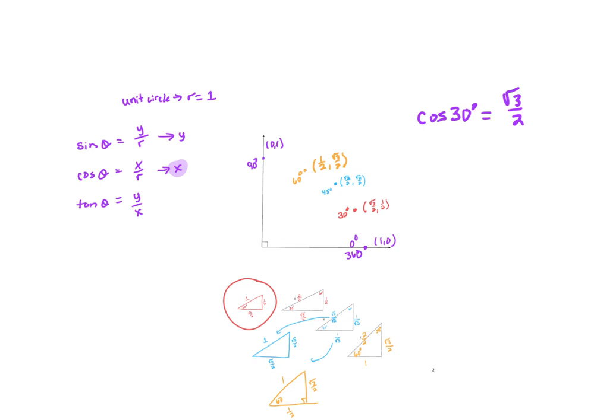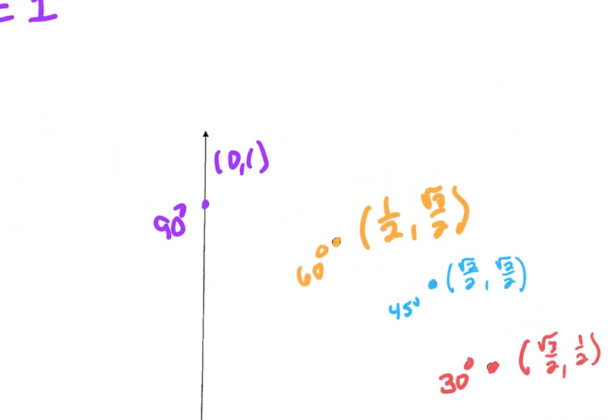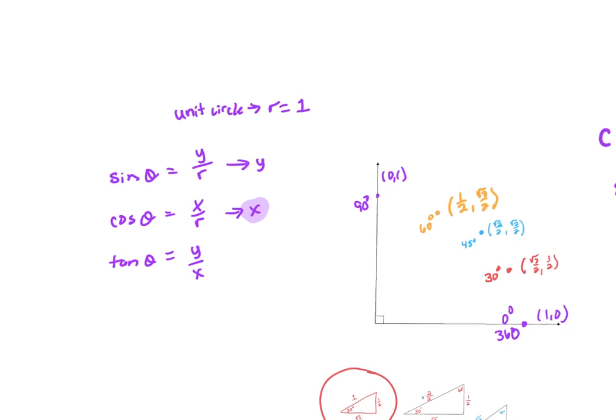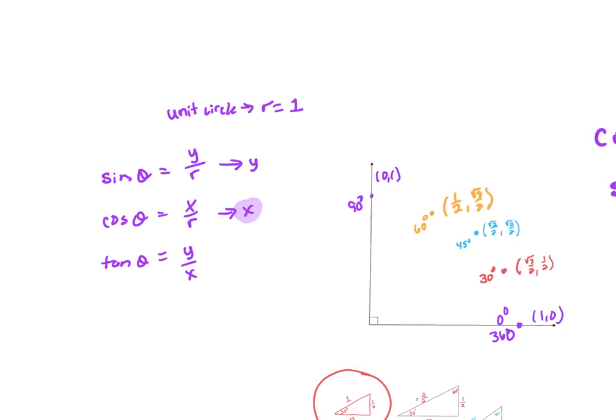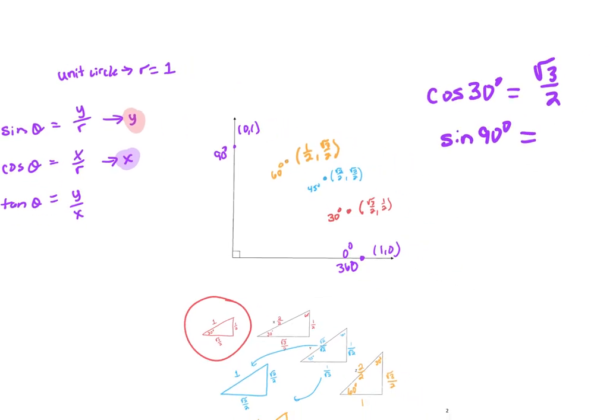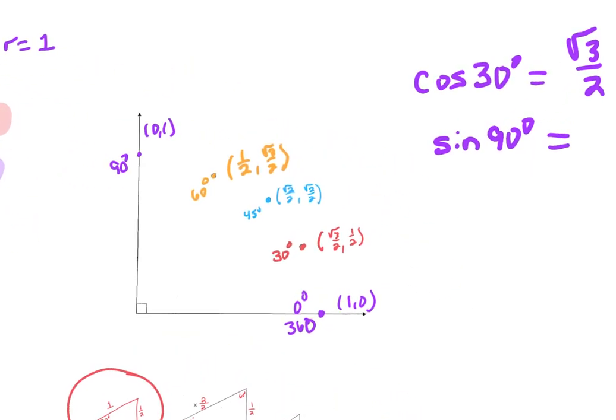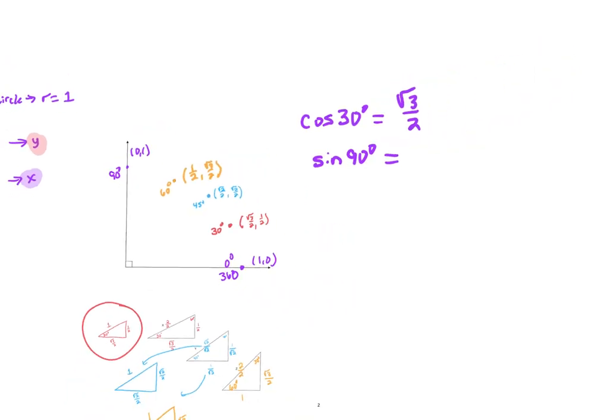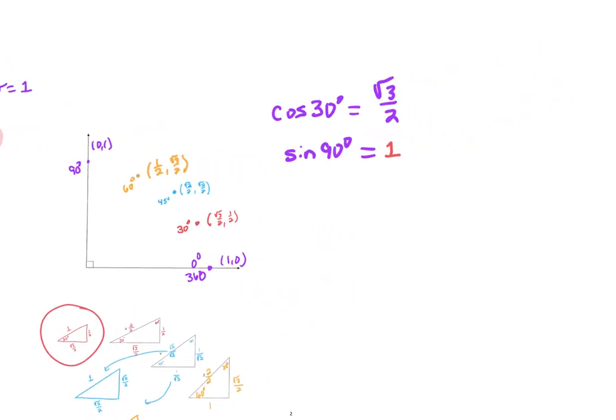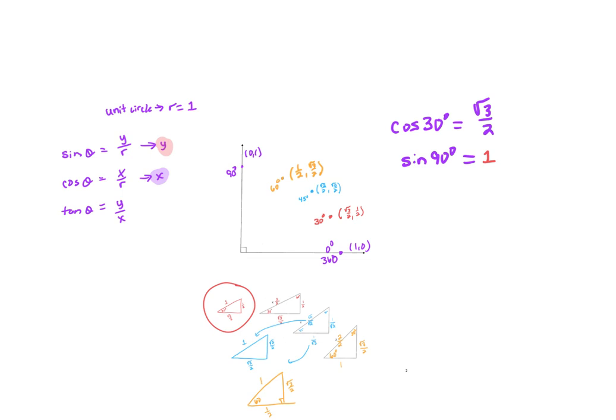Okay? If I ask you to tell me what the sine of 90 degrees is, that means we're going to go to where 90 degrees is, and we're going to look at the coordinates. And for sine, we're going to focus our attention strictly on the y. So the sine of 90 degrees, what's the y coordinate there? 1, right? Do you see that? Okay, let's try some other examples.